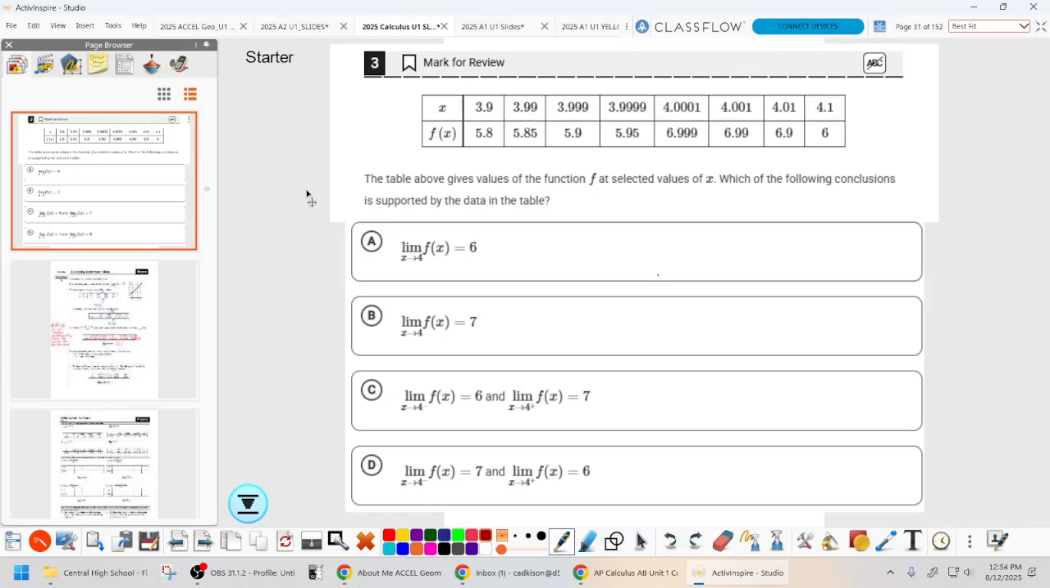How do you guys approach these kind of AP tests? I see as it approaches whatever it's looking for. Right now it's 4. As it's approaching 4 from the left side and then from the right. Okay.